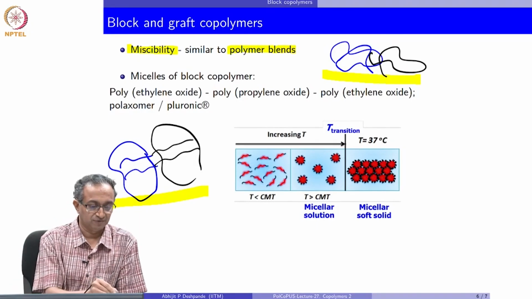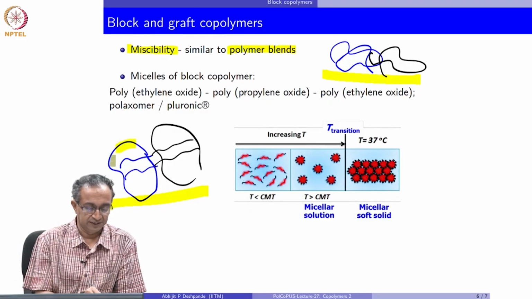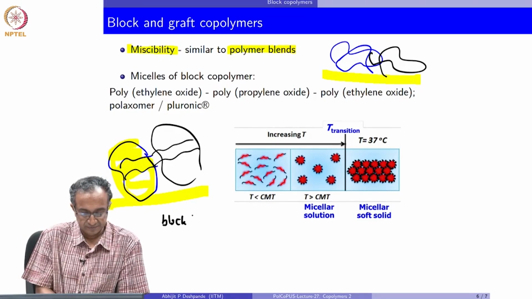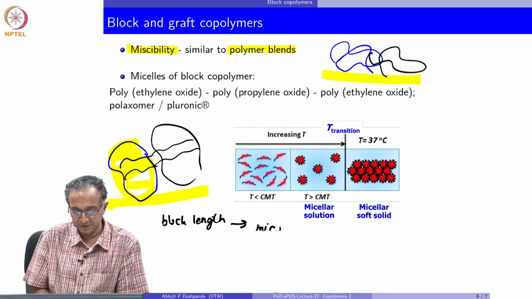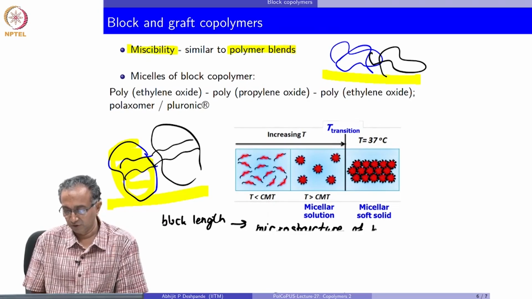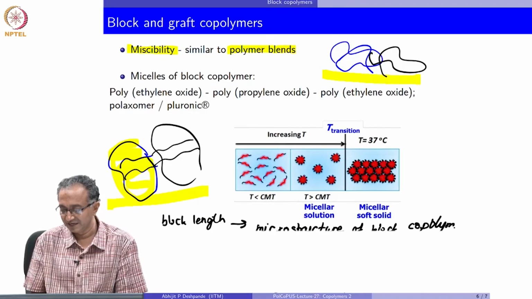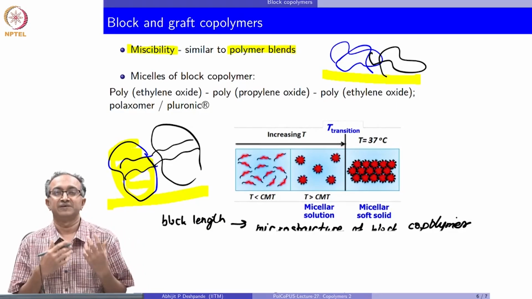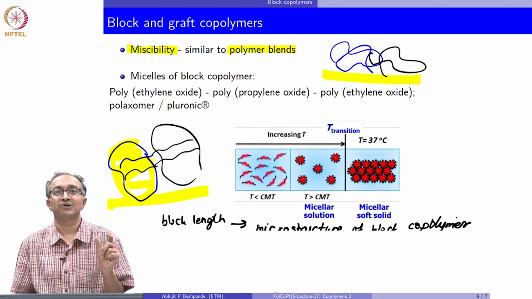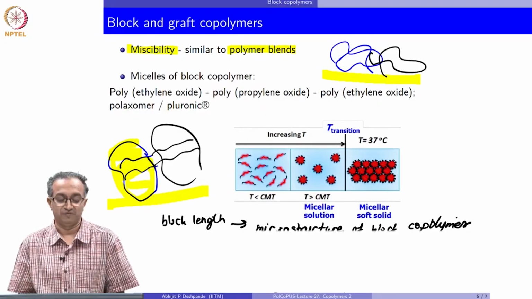So, clearly the domains that are formed in this case depend on the block length. Therefore, block length is a very key determinant of the microstructure of block copolymers. And this is the tunability that is being exploited when I said that block and graft copolymers are very commonly being researched as well as used for a variety of applications. By changing the block length, you can change the properties very suitably and therefore obtain different types of performance.